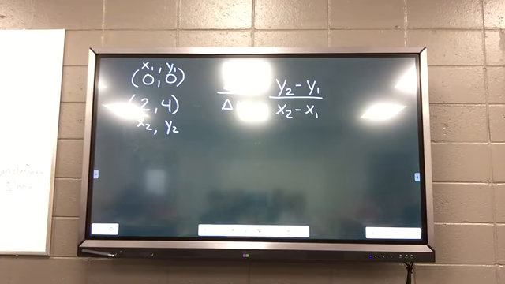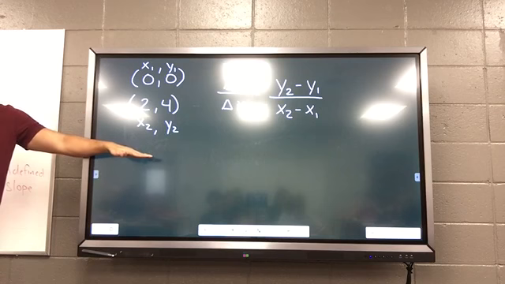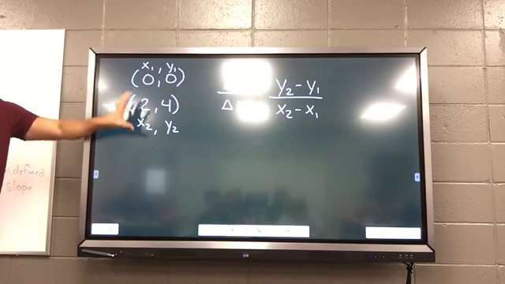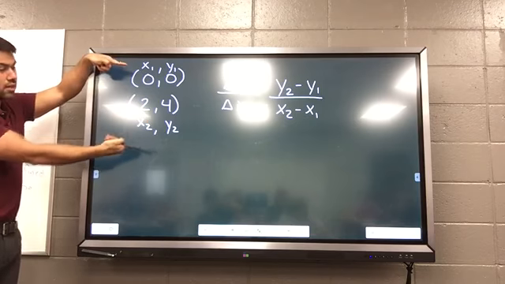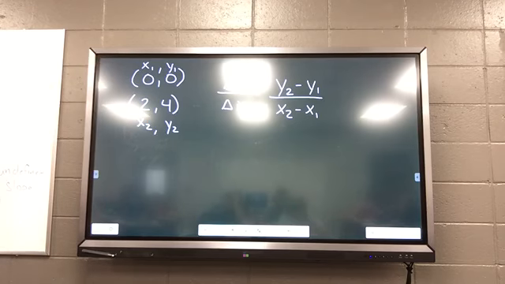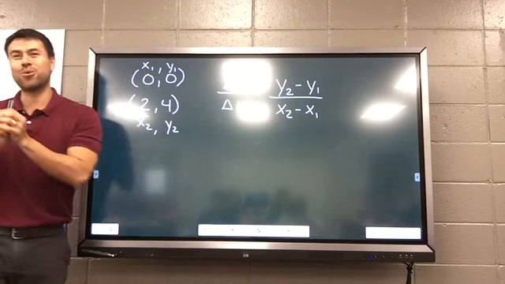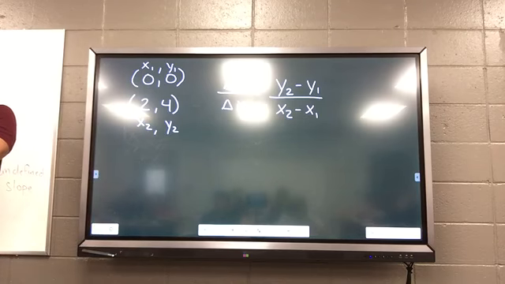If you have more than two ordered pairs, could you use this? Yeah. You could decide this. I got a third one here. You're going to say, I want to use these two, or I want to use those two. You just pick two. And thank you for saying it doesn't matter.